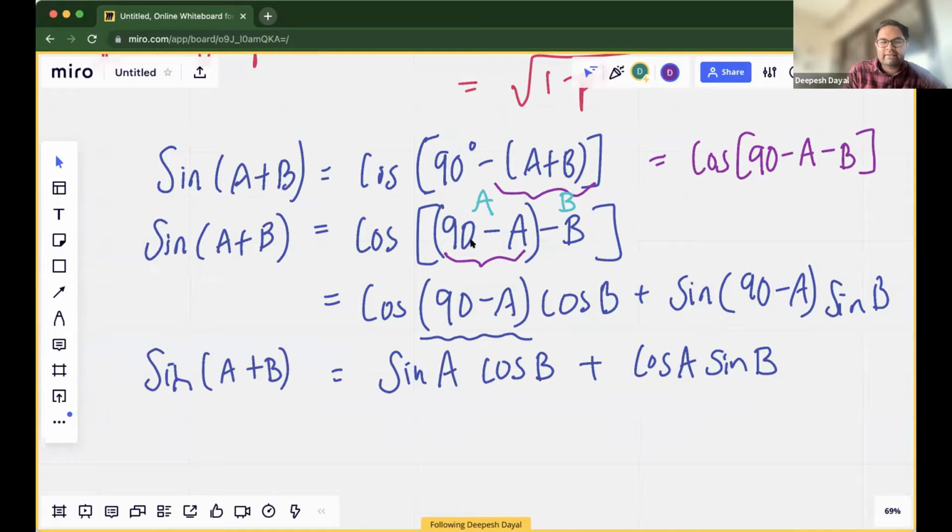And then we get finally sine a plus b equals sine cos cos sine, right? So this is what they wanted us to prove, and we were able to prove it. Is this okay, everybody? Any questions regarding this?